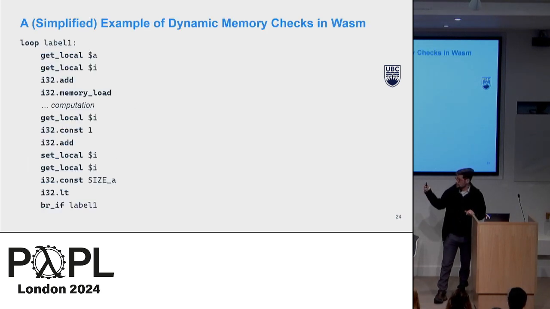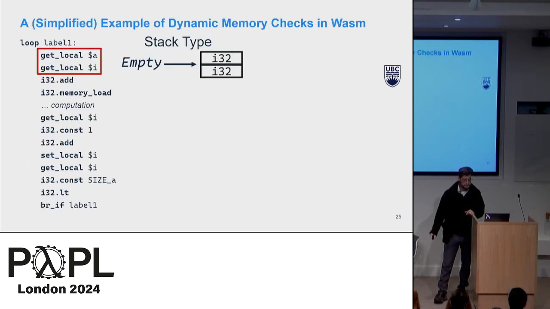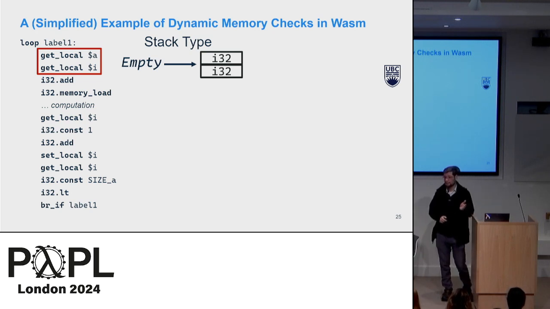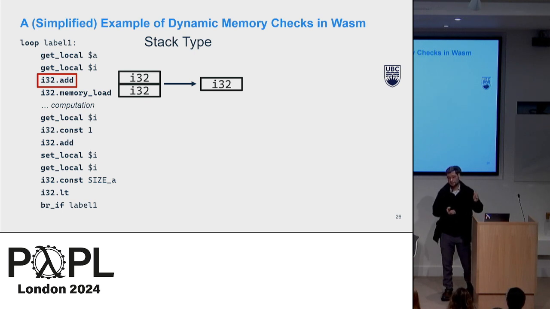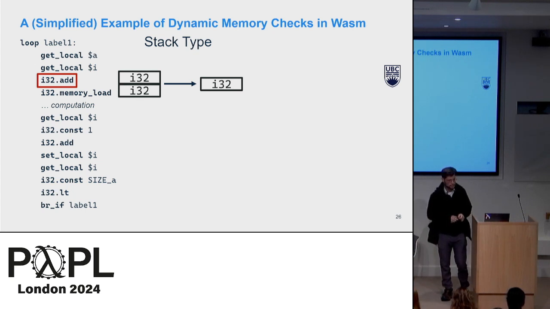So going back to our example, these first two instructions, I'm skipping a few steps here, but for the purpose of understanding, they both push 32-bit integers onto the stack, which is what we see here. We go from an empty stack to one with two 32-bit integers on it. Now we're going to add them together, so we're going to consume both of those 32-bit integers from the stack, and we're going to push a new 32-bit integer back onto the stack.